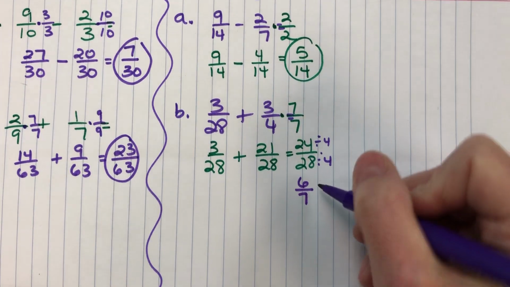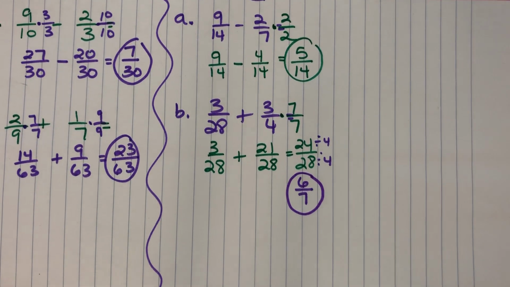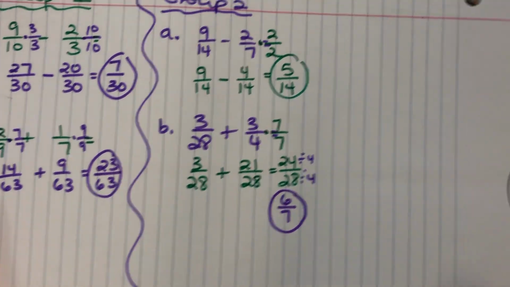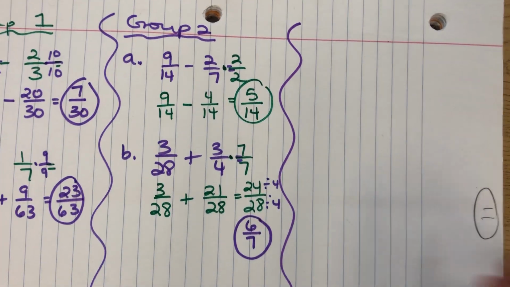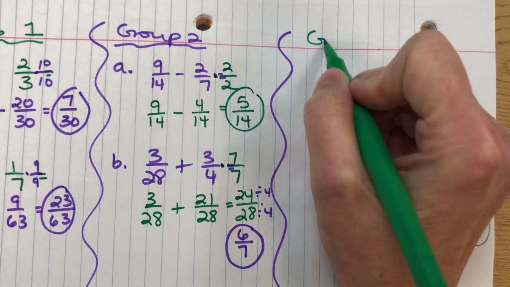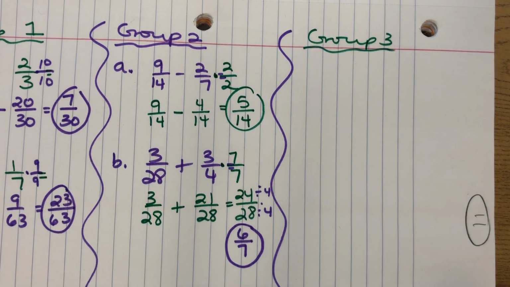So for letter B, the answer you should actually give is 6/7, because there's not a number other than 1 that would divide into both 6 and 7. All right, we have one more group. I'm going to draw my little squiggly line and write down group 3. Group 3, you should write this too. And we're going to solve 2 problems in this as well.